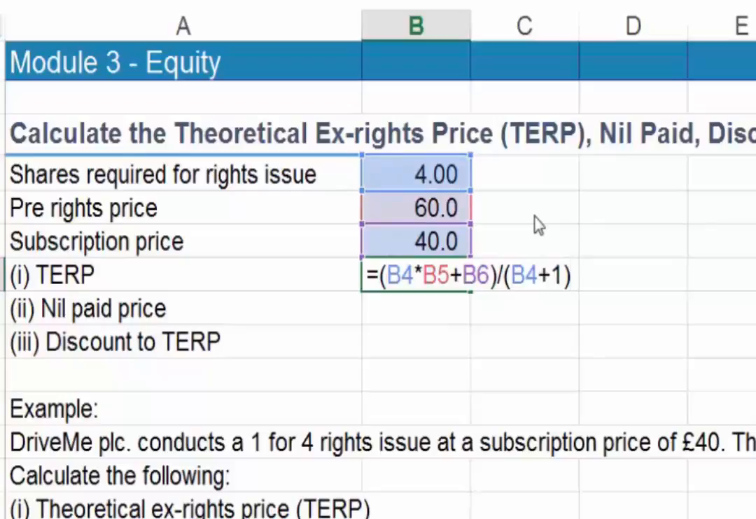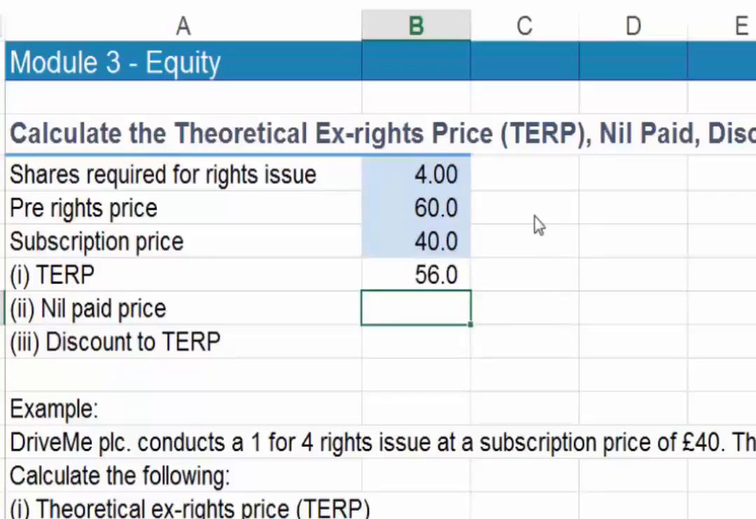Okay, and if I close that bracket, I hit enter, I should get a theoretical X rights price of £56. It should always be less than the pre-rights price, because the idea is you're buying at a discounted price, and that's diluting the holding as well. So just be familiar, as a sanity check, that number should be less because the subscription price is less than the pre-rights price.